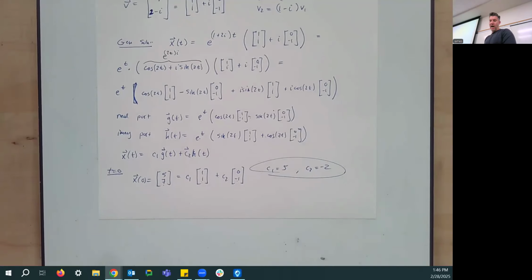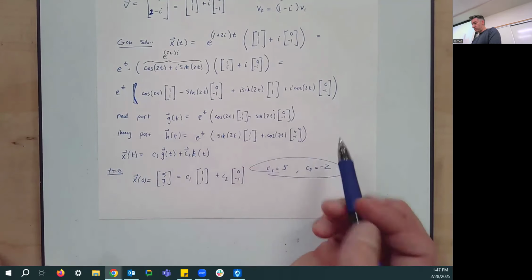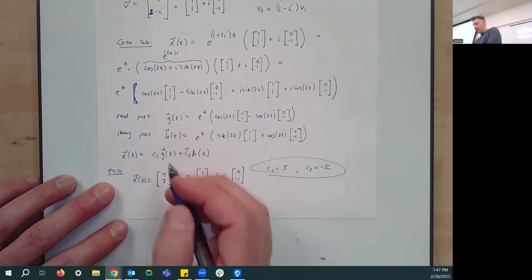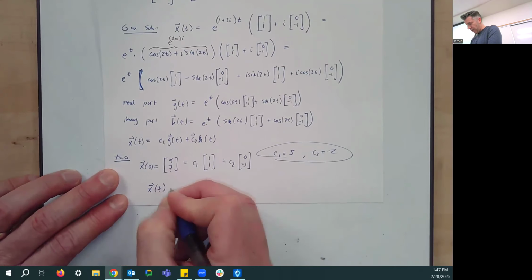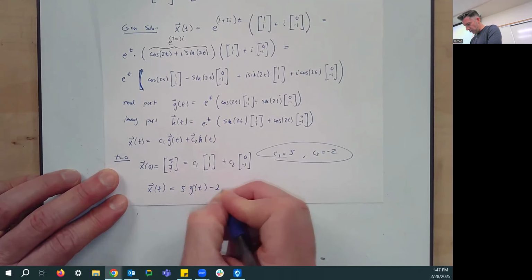If it were me, I would personally want to write my solution the long way, which is kind of annoying. I would want to write it as 5e to the t times all this garbage minus 2e to the t times all this garbage. But if you've already said what G and H are, it probably is smarter to write x of t as 5g of t minus 2h of t.